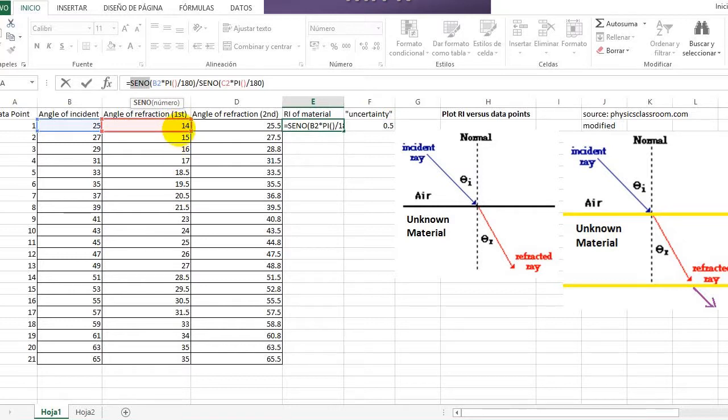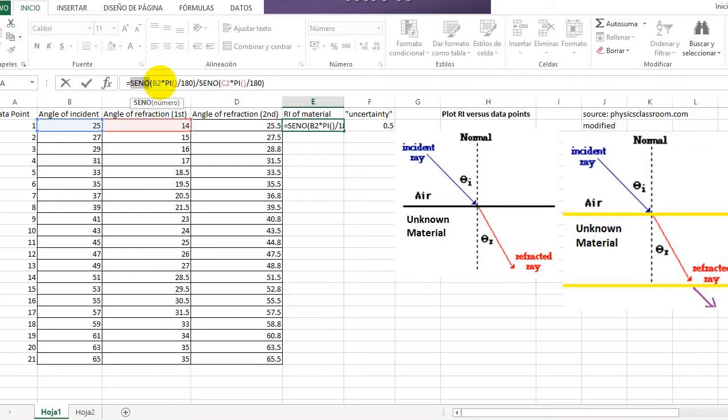And the numbers we have are in degrees. So I want to take the sine of my angle of incidence, which is 25. For me, that means I want to put in cell B2. You can see B2 is currently highlighted here. So it's going to take the sine of B2 times pi, and I'll explain in a future video what the parentheses mean and things like that.